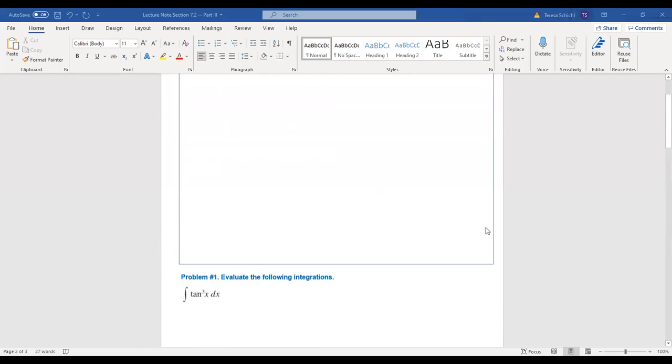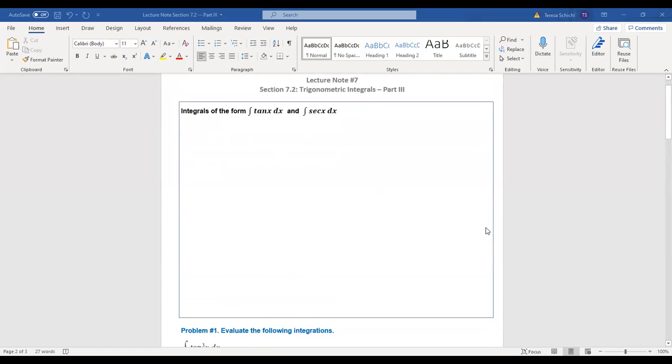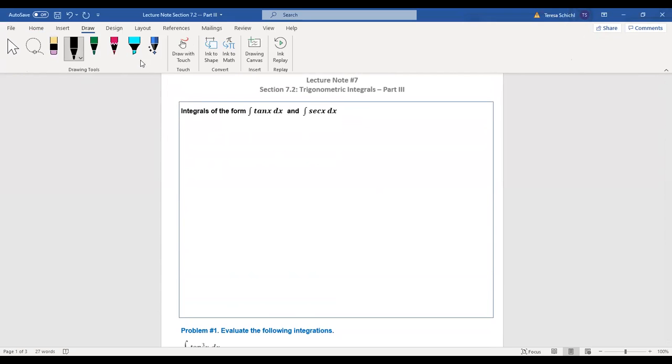All right, so here are the lecture notes. What we're going to do is talk about the integral for tangent x and secant x. We're going to introduce 2 formulas, one for tangent x and one for secant x. So it's not a tangent and secant combined, or sine and cosine combined, just the tangent by itself here.